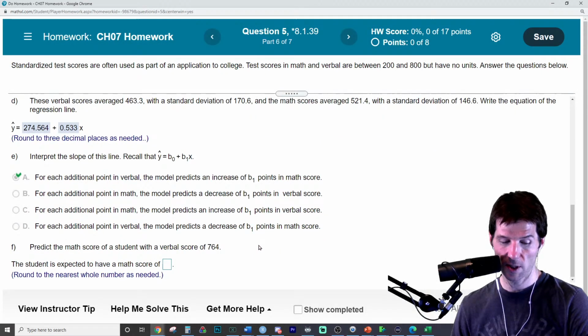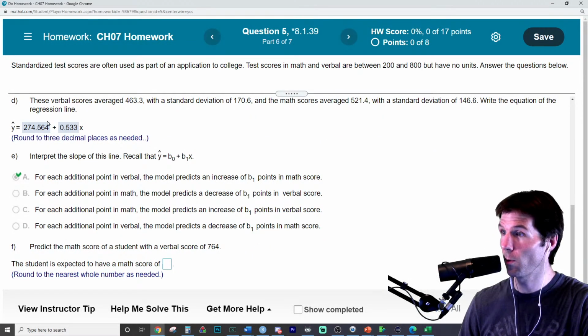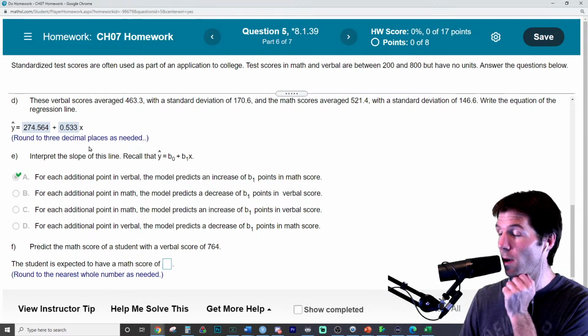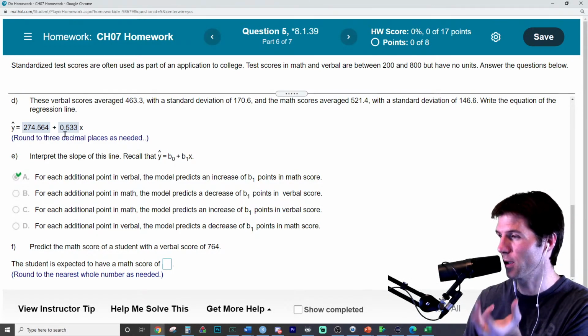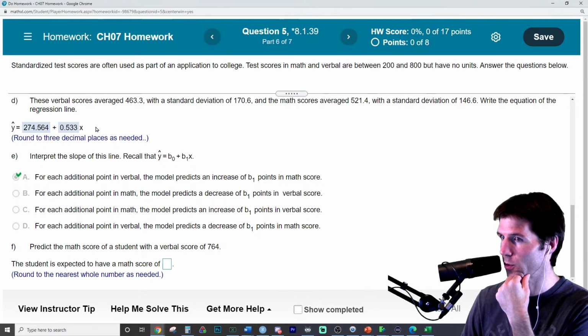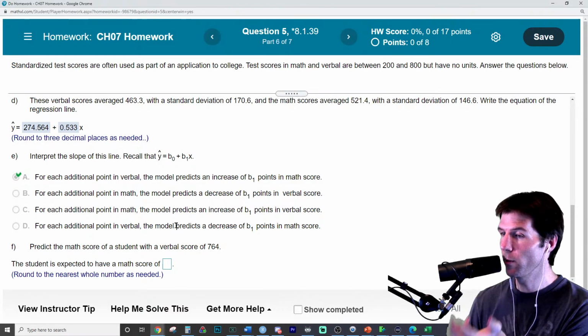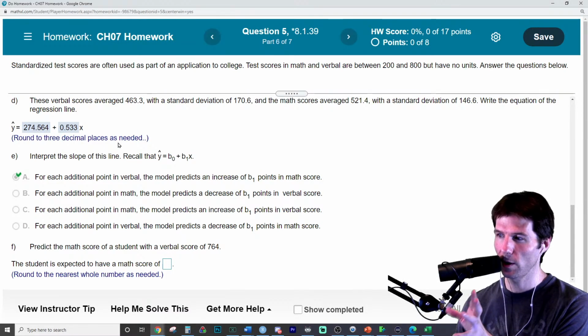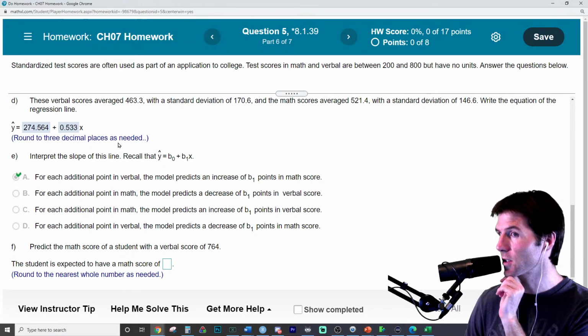Now we have the intercept right here. Well, the intercept would be someone with a verbal score of 0 would have a math score. We would predict them to have a math score of 274, but that's not logical because you can't have a verbal score of 0. Someone who makes a 764, so what are we going to do right here? If someone made a 764, what could we do with this value of X right here?